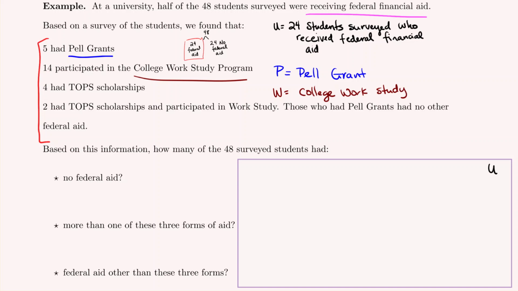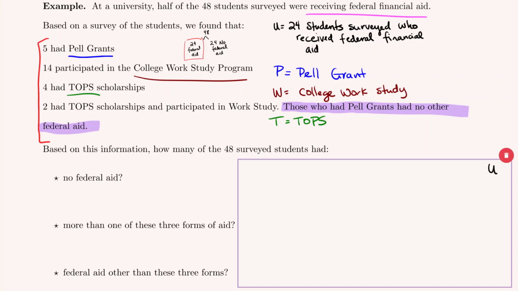Okay, continuing, next we see TOPS mentioned. And then they mention work study again, we already have that listed. And they do tell us this very interesting piece of information about those with Pell Grants. Those who had Pell Grants had no other federal aid. So at this point we have 3 different subsets to the 24 students who received federal aid. And we need to think about, how should I draw these 3 subsets in the universal set? So the first question is, should the subsets overlap, and if so, which ones?